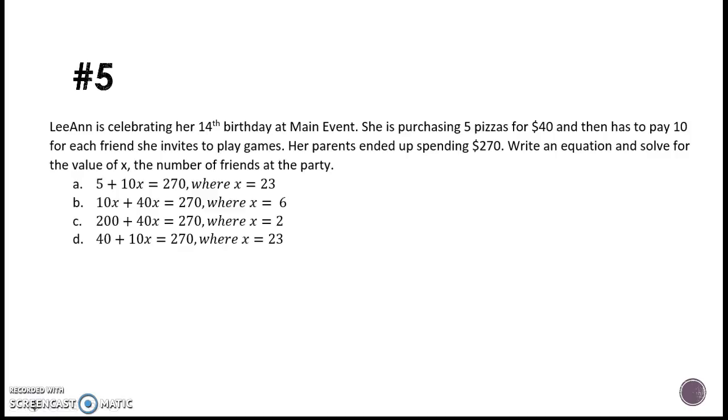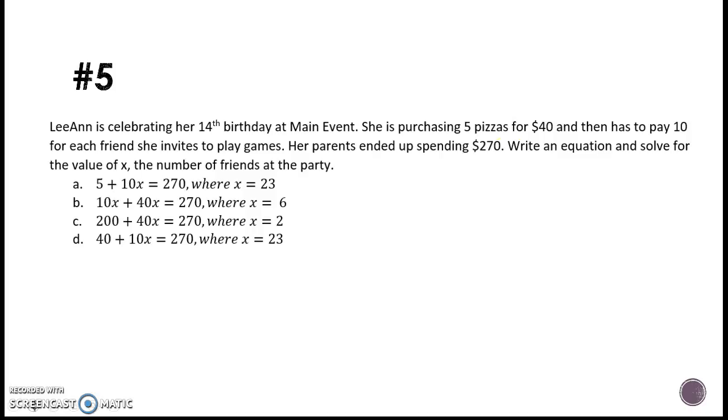Okay, number 5. Leanna is celebrating her 14th birthday at Main Event. She is purchasing 5 pizzas for $40 and then has to pay $10 for each friend she invites to play games. Her parents end up spending $270. Write an equation and solve for the value of X.